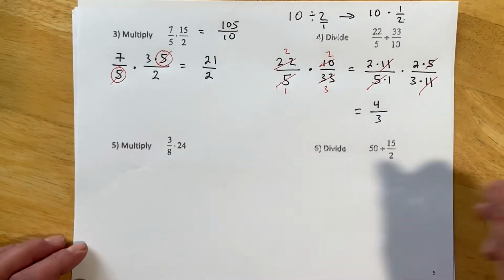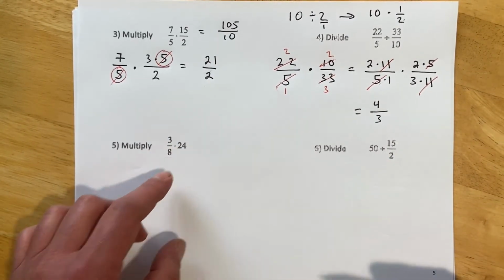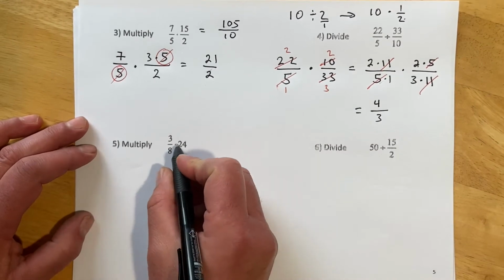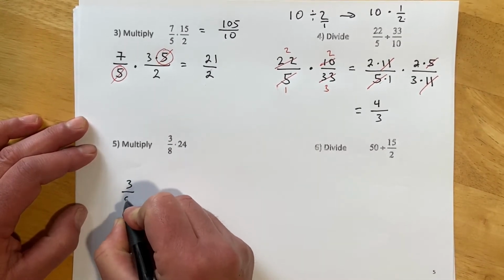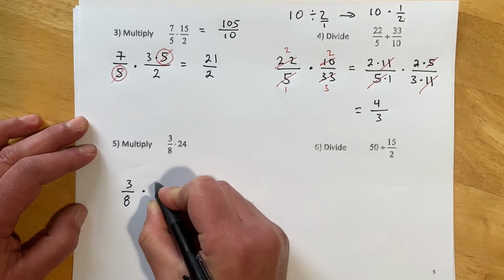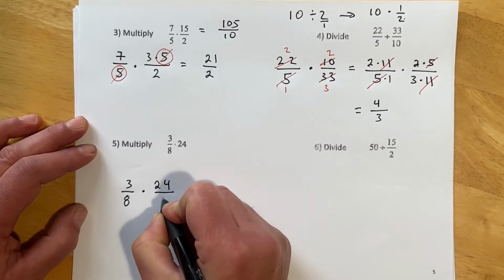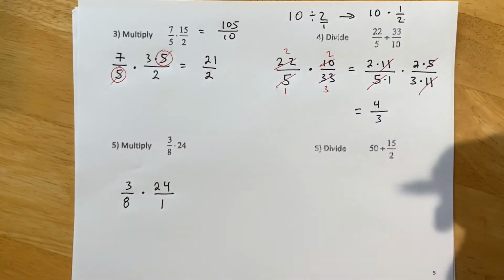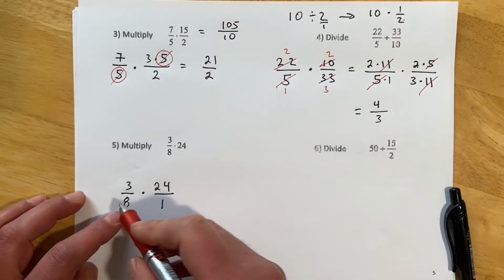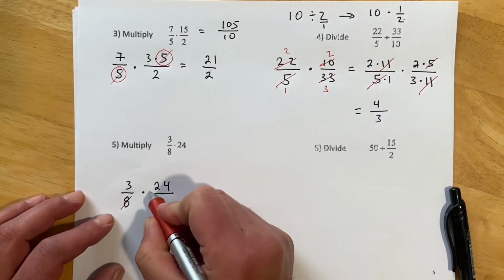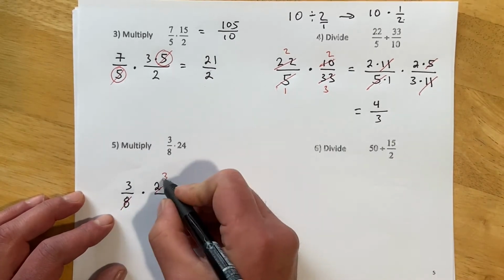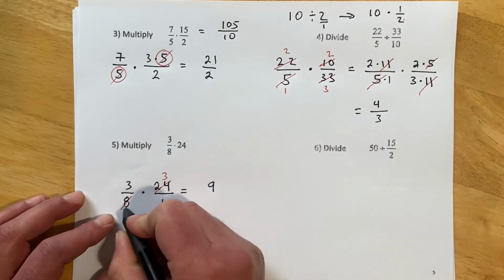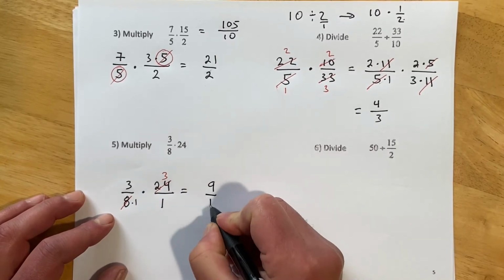These next couple just remind you what to do when you have a fraction with a whole number. So 3/8 times 24, or 3/8 of 24, is another way of saying that. I'm going to write that 24 as 24 over 1. So it's really the exact same as what we've been doing. Here, I'd probably just go, 8 goes into 24 3 times, and then 3 times 3 is going to make 9. This is like over 1.